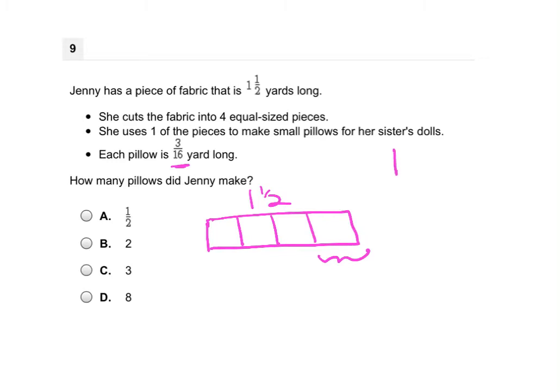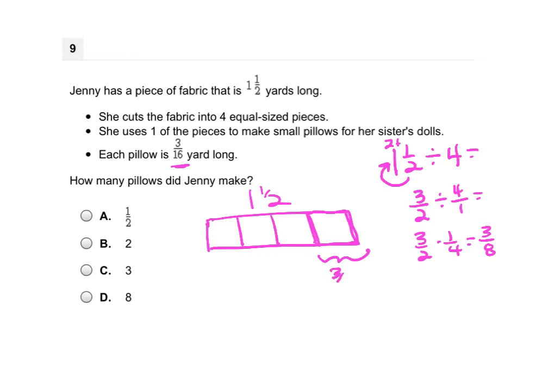So I'm going to take 1 1/2, and I'm going to divide that into 4 pieces. So I have to change 1 1/2 to an improper fraction by doing 2 times 1 is 2. 2 plus 1 gives me 3/2. Now I'm going to change 4 into a fraction, so I put it over 1. Now I'm going to keep change flip, or multiply by the reciprocal, and I get 3/8. So I know one of these boxes is 3/8 of a yard long.